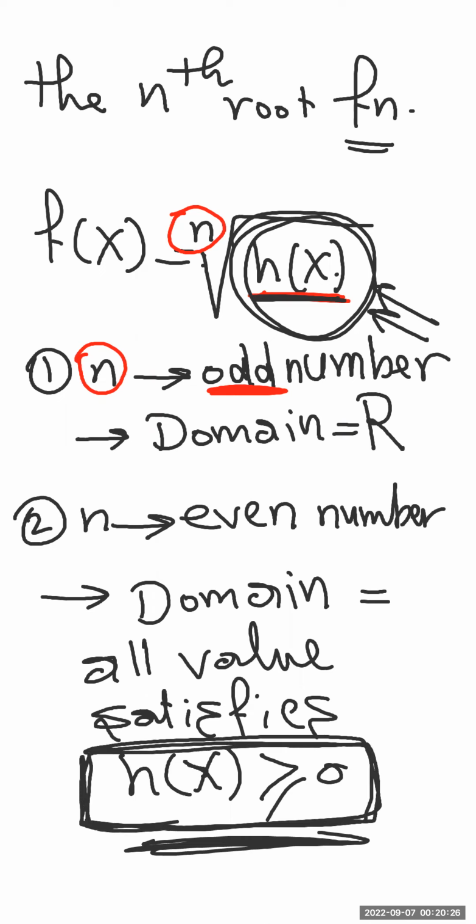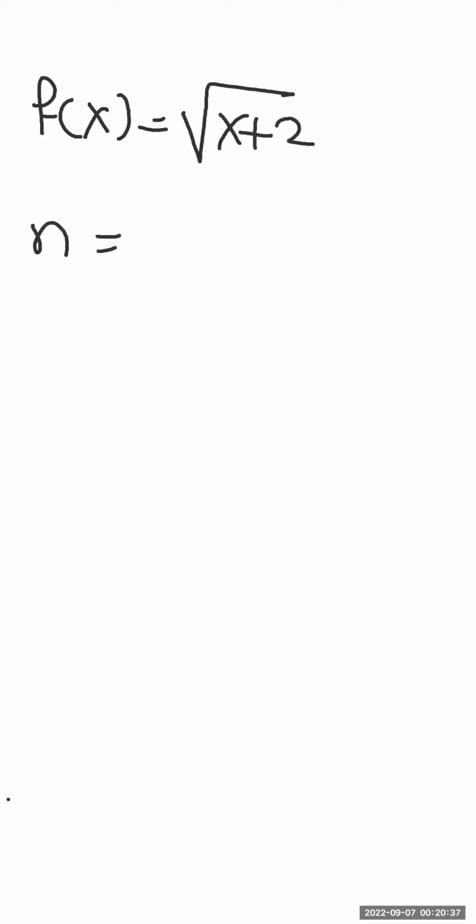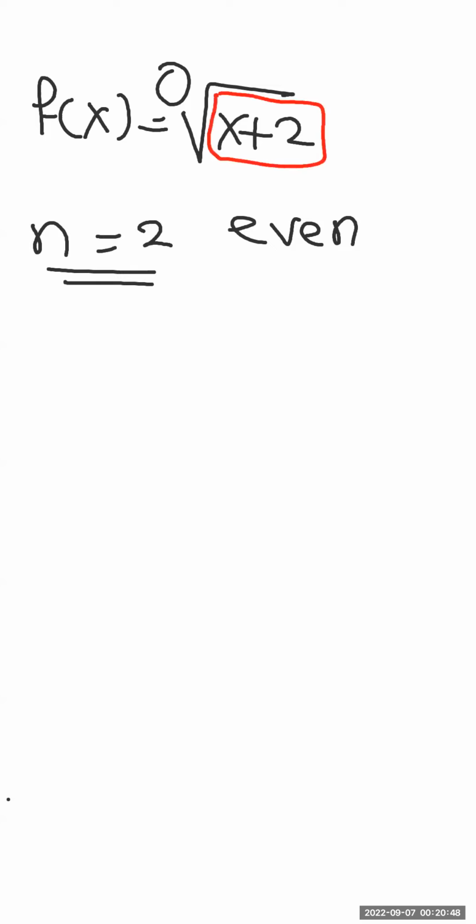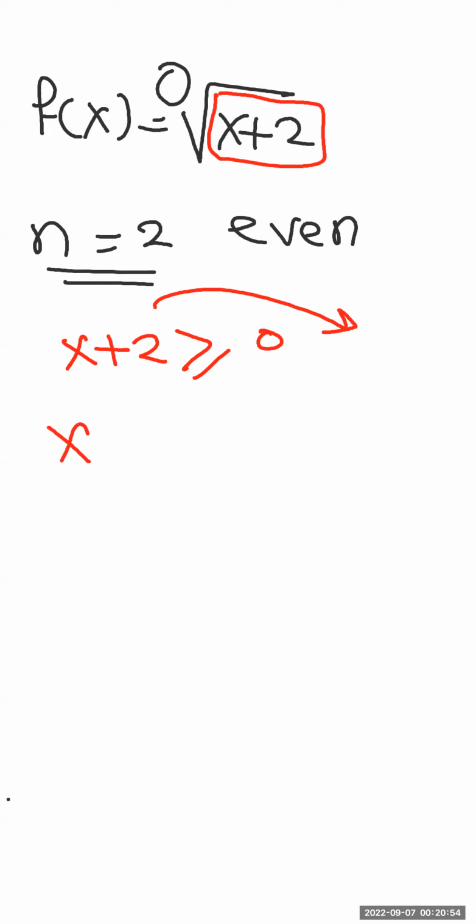Now I'm going to solve some examples to explain it well. If f of x equals the square root of x plus 2, n here is 2 because it's a square root. So n equals 2, which is even, so there is a condition: h of x greater than or equal to 0. So x plus 2 greater than or equal to 0. Now shift 2 to the other side. Therefore, x will be greater than or equal to negative 2.